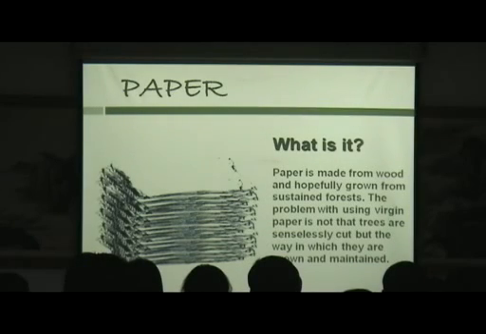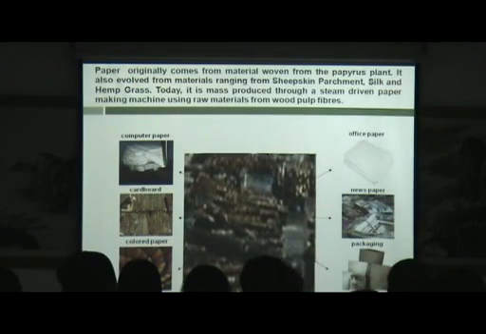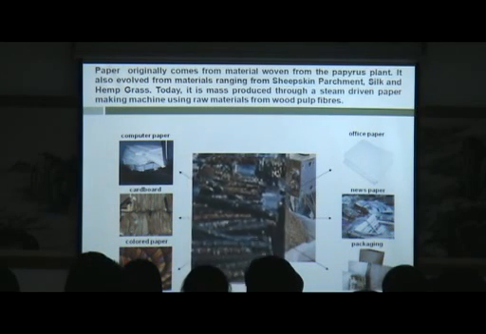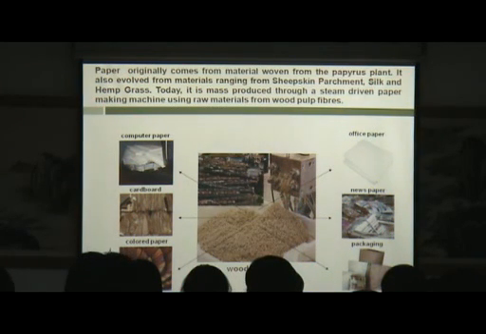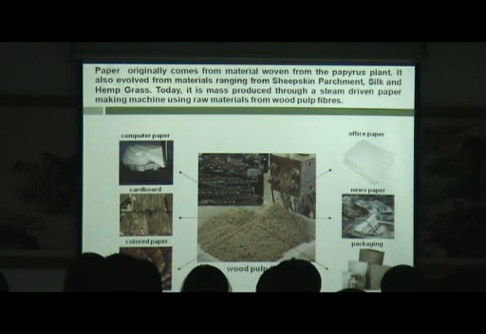What is it? Paper is made from wood and hopefully grown from sustained forest. The problem with using virgin paper is not that the trees are senselessly cut, but the way in which they are grown and maintained. So paper originally comes from papyrus. It has evolved from materials ranging from sheepskin, parchment, silk, and hand grass. Today, we get paper from forests. And they are pulped. They go into processing machines. We produce office paper, newspaper, packaging, colored paper, cardboard, etc.